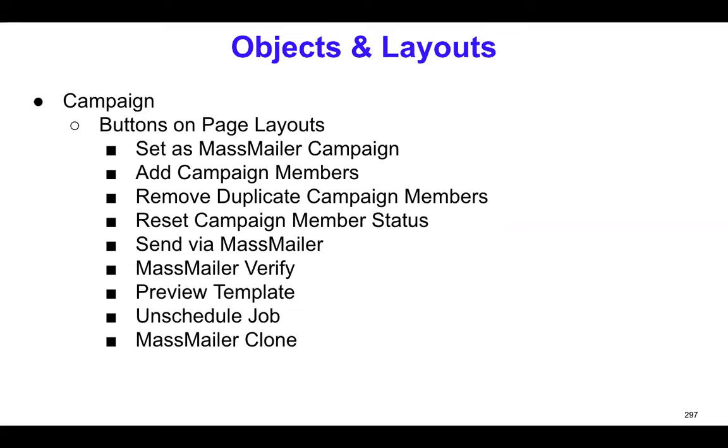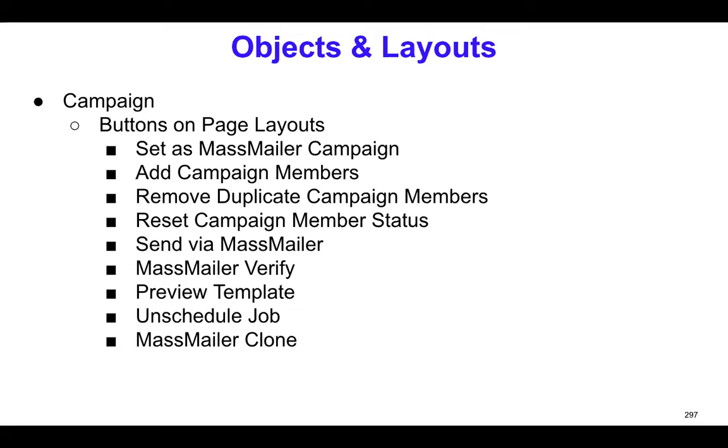Set as MassMailer campaign. Again, not everybody would need it. Only if you have not enabled the campaign member status values that MassMailer provides by default, then you would have to click on this button to make sure the Salesforce campaign is set as a MassMailer campaign. Add campaign members is similar to what you would see from a list view or a report. You can add campaign members, same thing. So this is easier, and in one step, you can add campaign members from multiple sources.